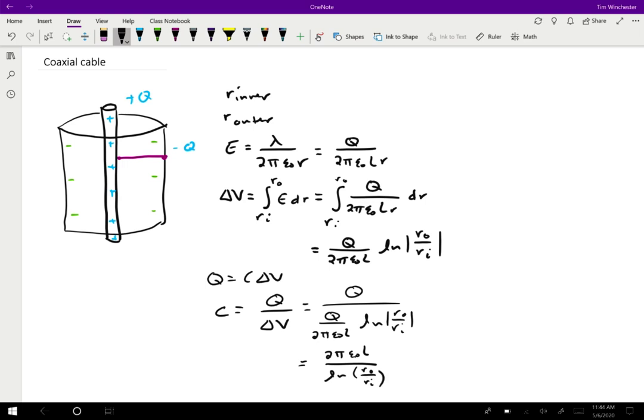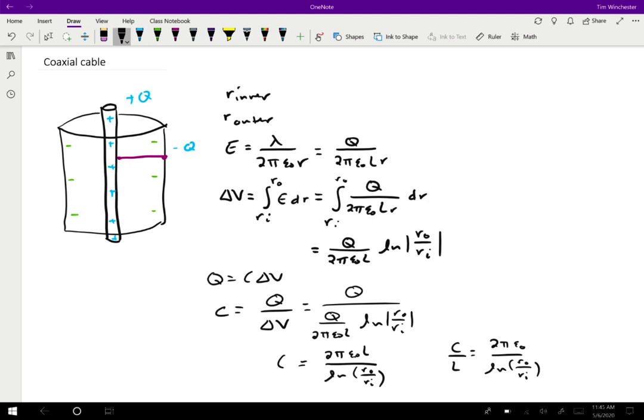I can get rid of the absolute values because radii are always positive. Okay, so the capacitance then for a coaxial cable follows this expression. And notice it depends on the length. So sometimes people will express this as a capacitance per length. So C over L is 2 pi epsilon naught over natural log of R0 over Ri.